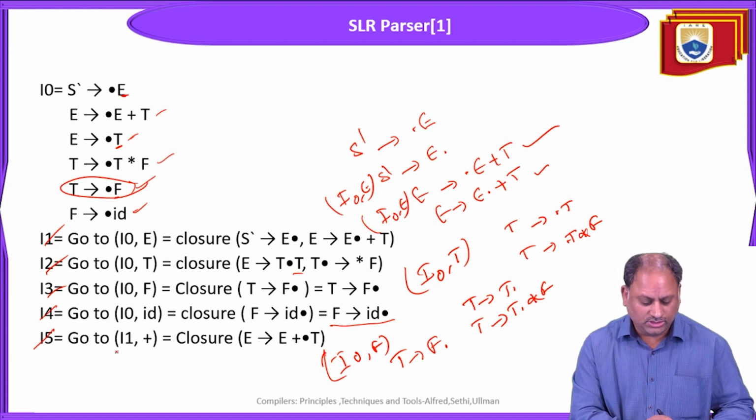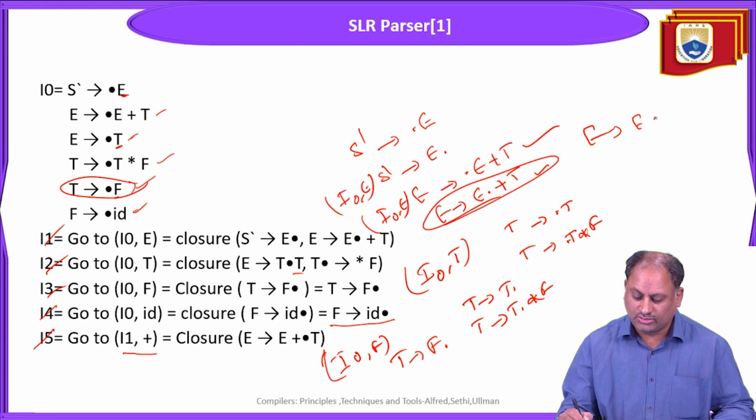I5 contains go to I1 plus. So what is the plus operation here? E derives E dot plus T. This is the plus operation. Now we have to perform the dot after the plus. Then we got T.